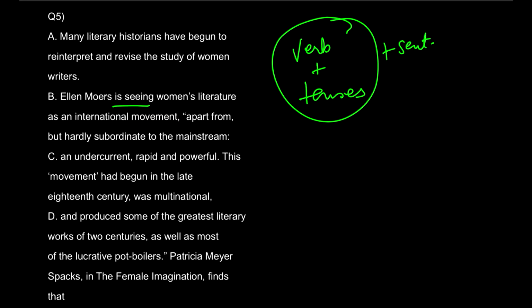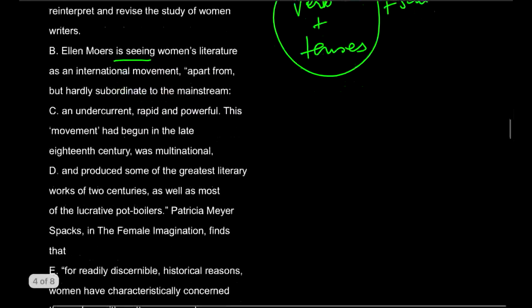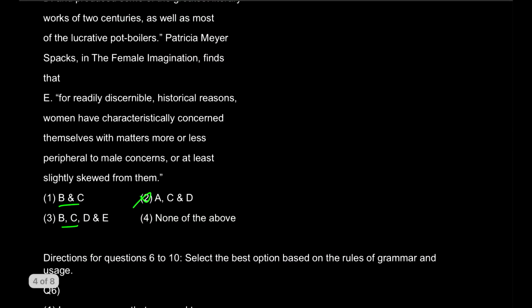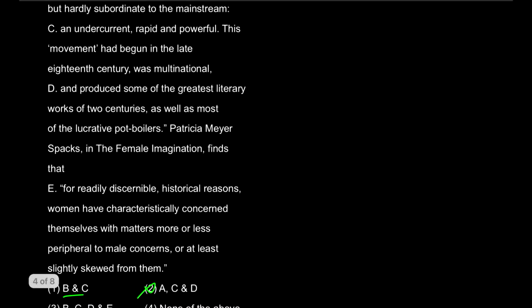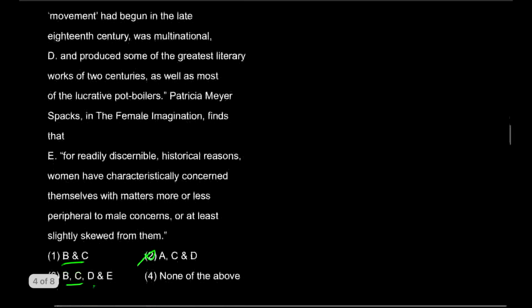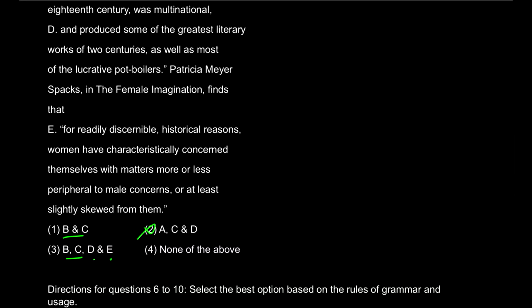All right, let me just continue with this question. So Ellen Moore's, what is the mistake here you find? Is seeing is the mistake. Okay, sees something is better here, is seeing is wrong. Now I know B is wrong, so therefore B and C dono wrong hoga. Ab the decision making comes between D and E. So if you find D wrong, the answer is option C only. You will not have to go for none of these. But then नहीं हमें तो E भी check करना होगा, क्योंकि अगर E सही हो गया, then the answer would become none of above. So therefore let's check it and produce some greatest literary works of 2 centuries.